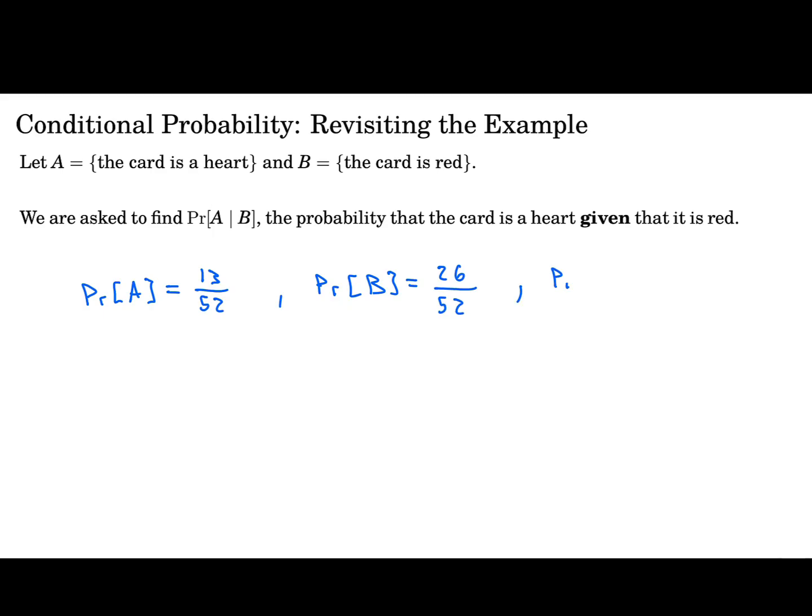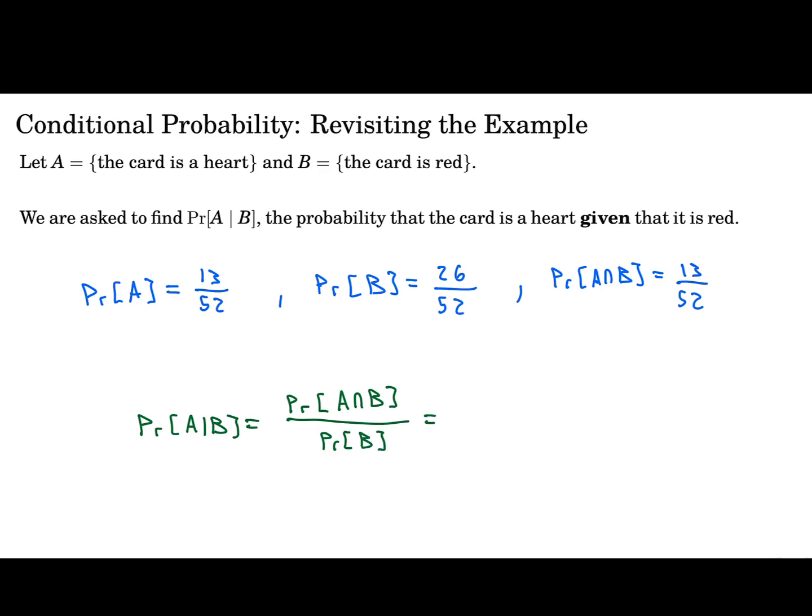And what is the probability of the intersection? So what is the probability that you get a card that is a heart and is also red? Well, this is actually just 13 again over 52 because it just so happens that every heart is also red. So it's just 13 out of 52. So now we can apply the conditional probability formula to get what we want. So we're interested in the probability of A given B. And so this is going to be the probability of A intersection B divided by the probability of B.